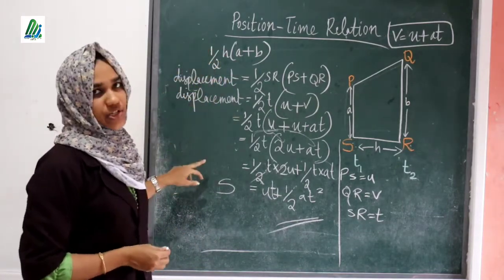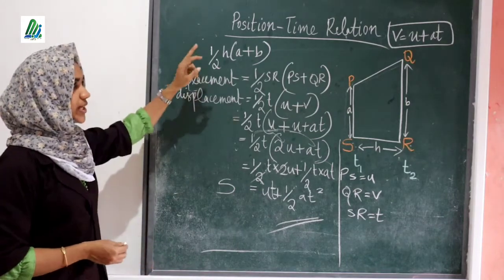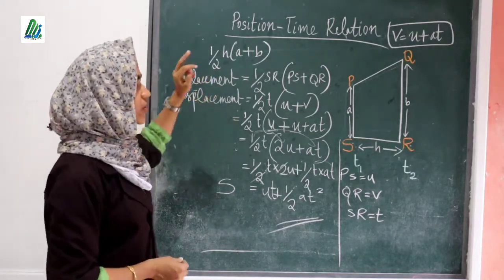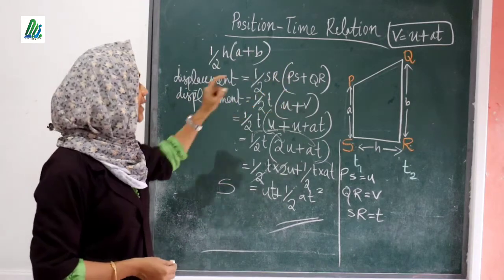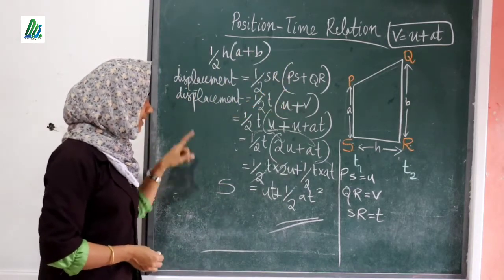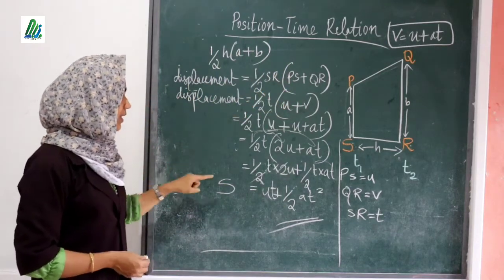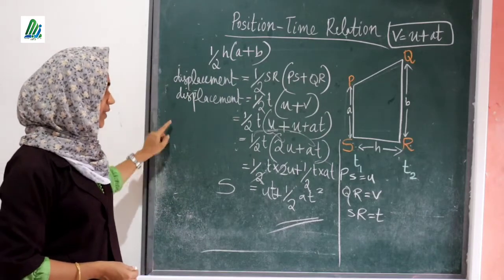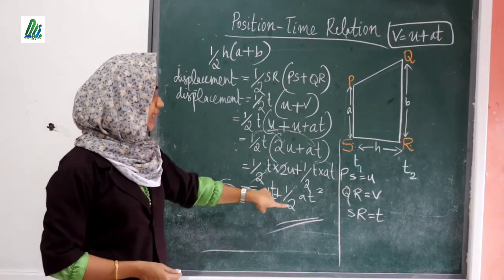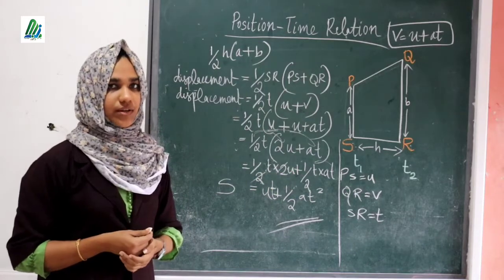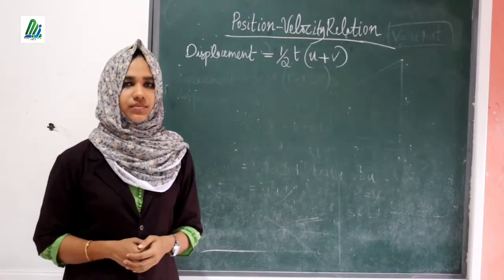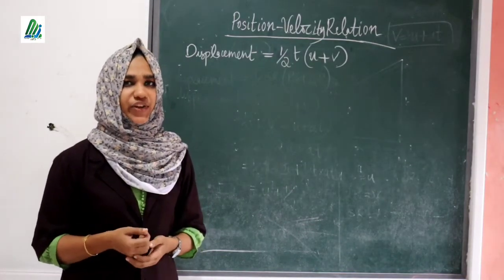The second equation of motion we also call position time relation. The first equation of motion is v is equal to u plus at. Then the second equation of motion, for finding the displacement, we derived this: we will get s is equal to ut plus half at square. Is it clear? We are moving to the third equation.